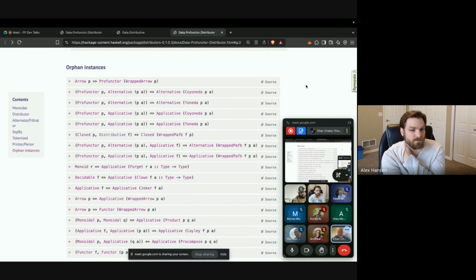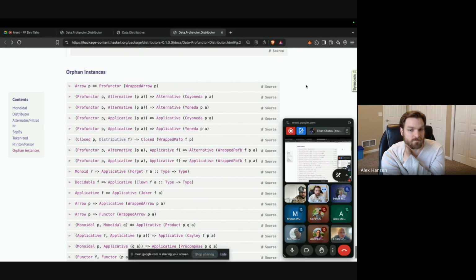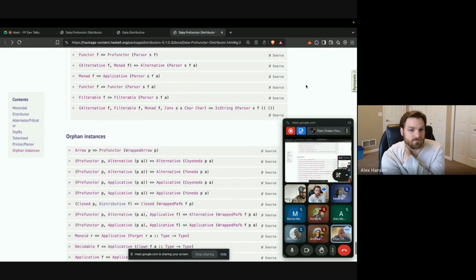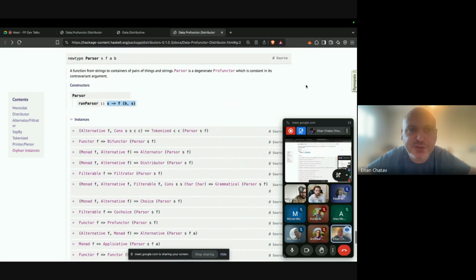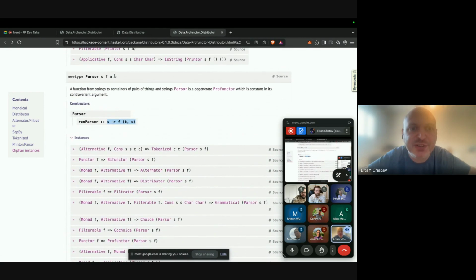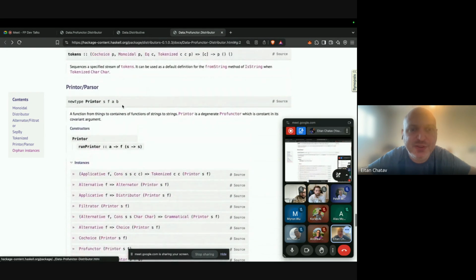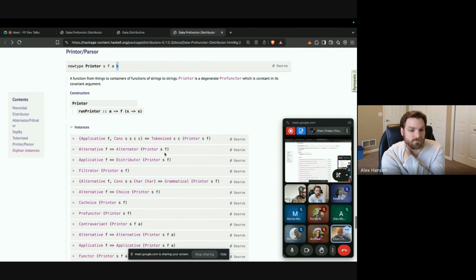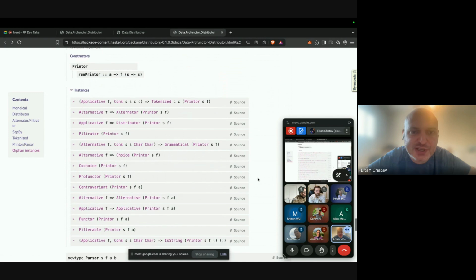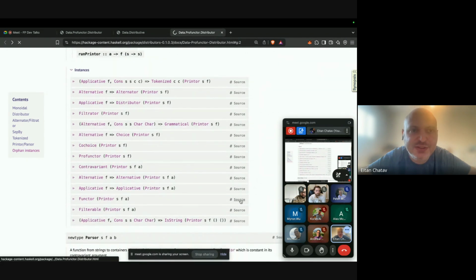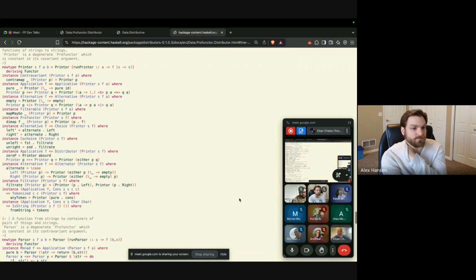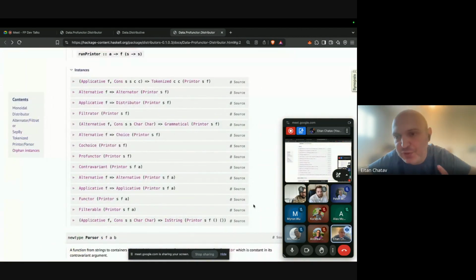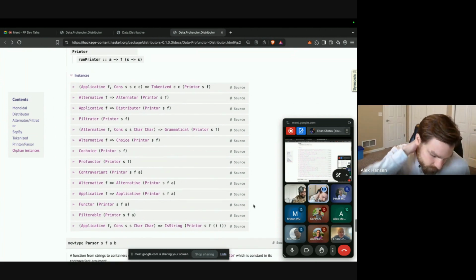Okay. How does the printer have a functor instance? Good question. How does it have a functor instance when it doesn't even have B in it? We can actually take a look. Well, it's deriving functor, but what does it do? It just ignores its functor argument, right? It just coerces. Yeah, okay.